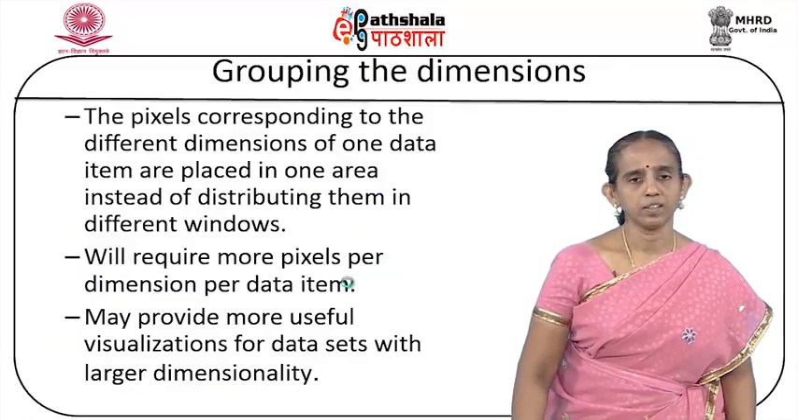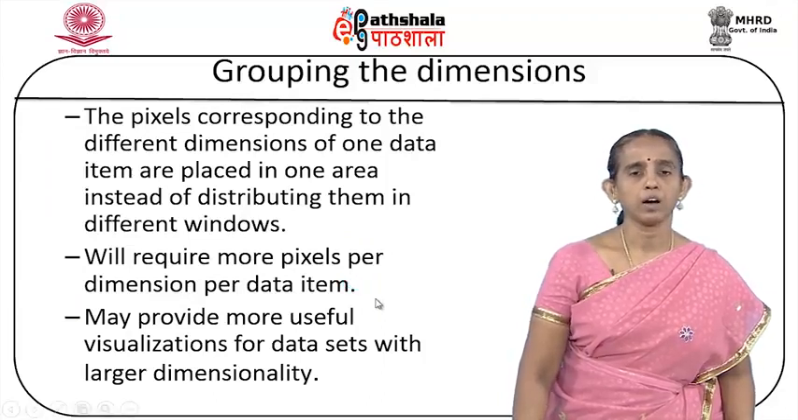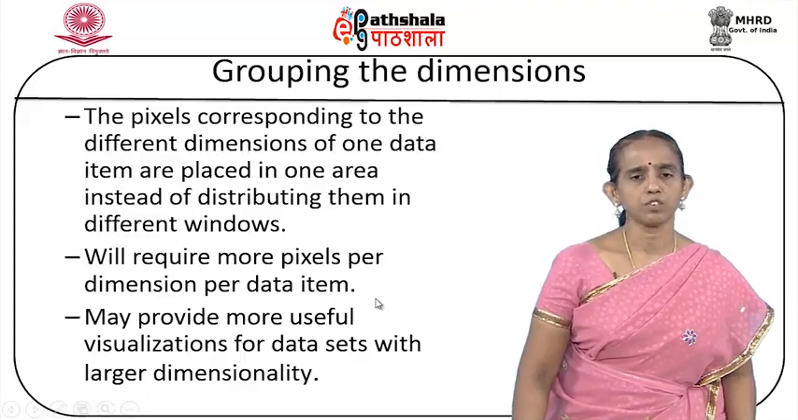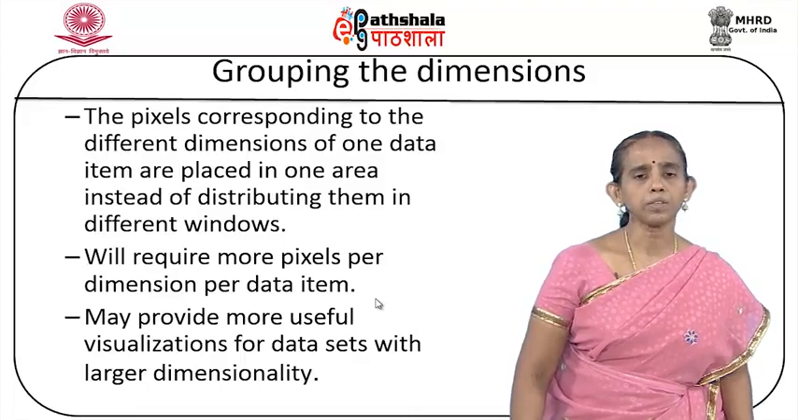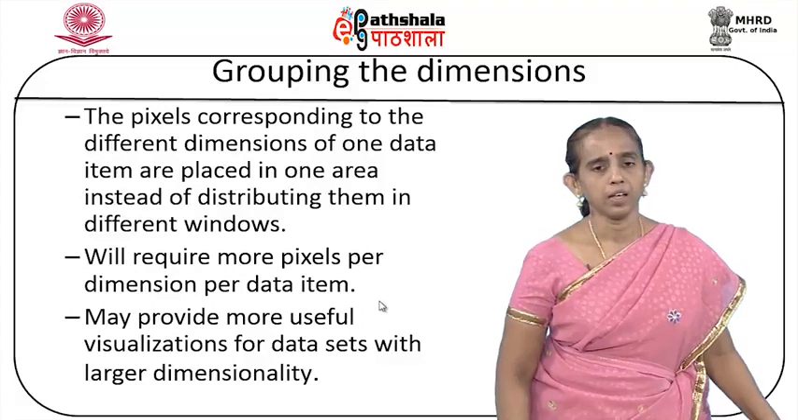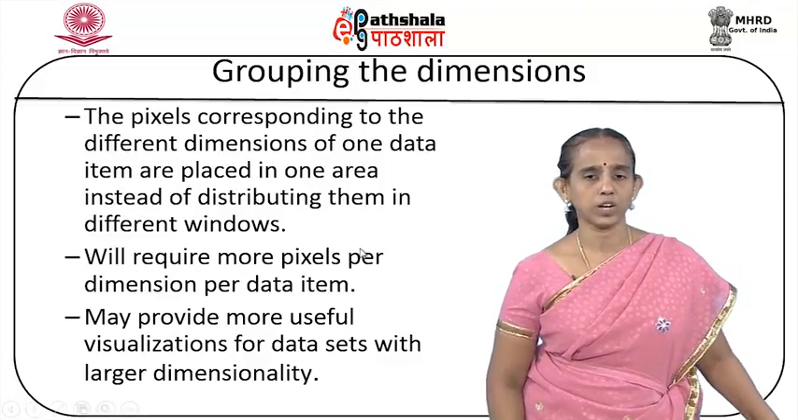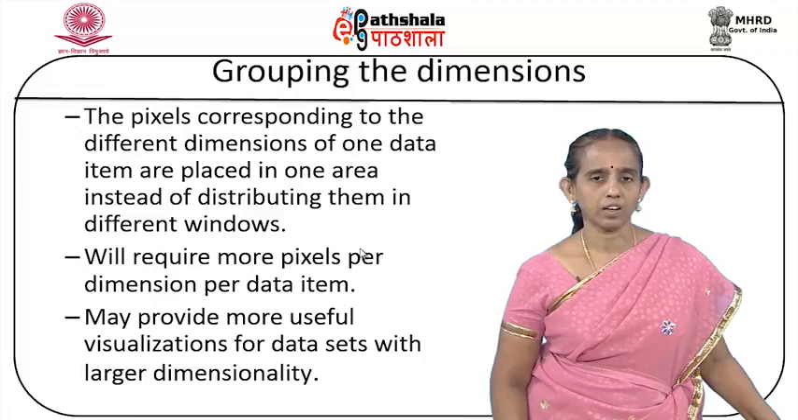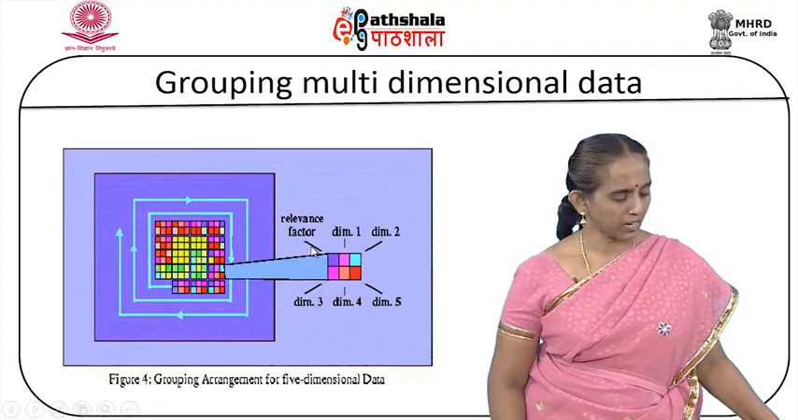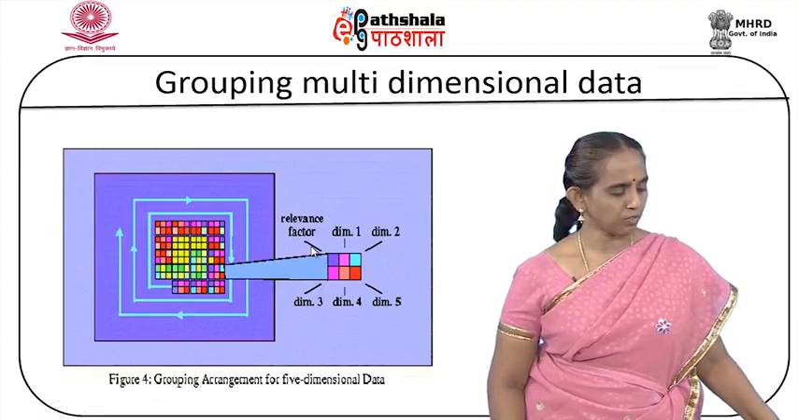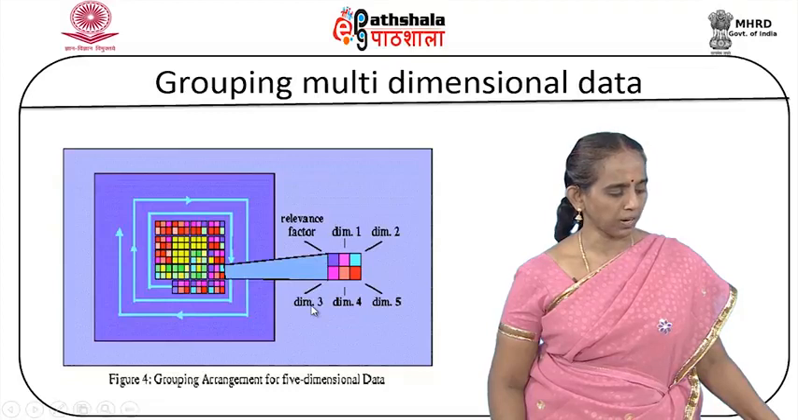Grouping the dimensions. The pixels corresponding to the different dimensions of one data item are placed in one area instead of distributing them in different windows. This will require more pixels per dimension per data item and may provide more useful visualizations for datasets with larger dimensionality. This is an example of grouping a multidimensional dataset. This is a grouping arrangement for a 5-dimensional dataset.